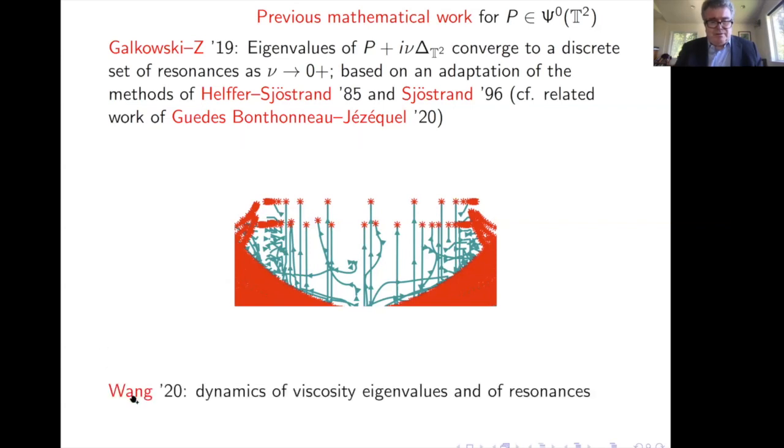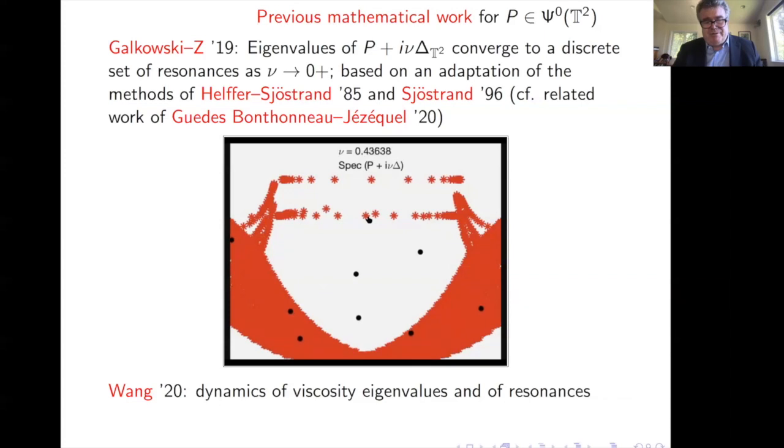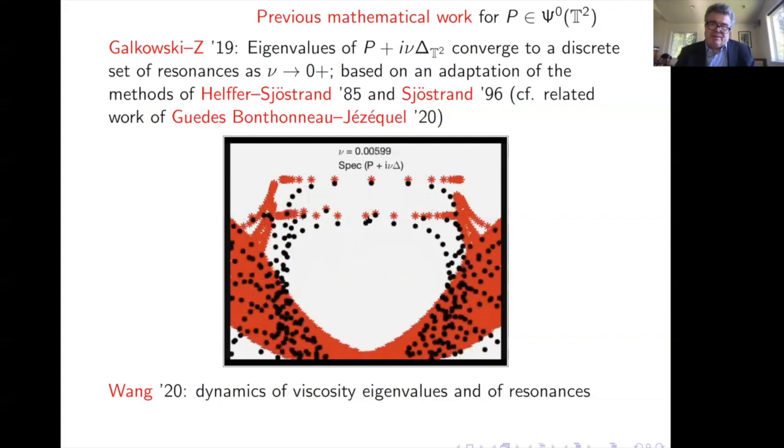And actually, Jian Wang also discussed the dynamics of viscosity eigenvalues. So you see, when I look at this picture, I somehow thought that something weird happens as nu goes to 0, because they all seem to suddenly, after this very slow motion, speed up at the end. But actually, there's nothing crazy.